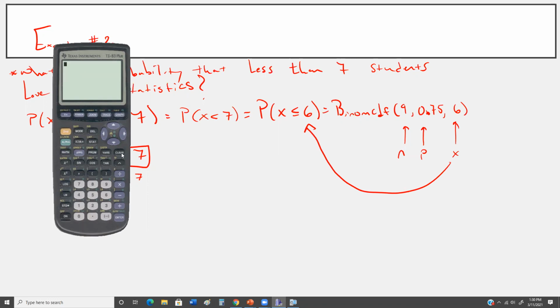So you're going to go second function, distribution. You're going to scroll down to binomcdf. It's 9, comma 0.75, comma 6.